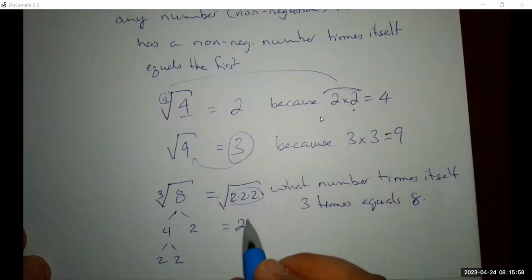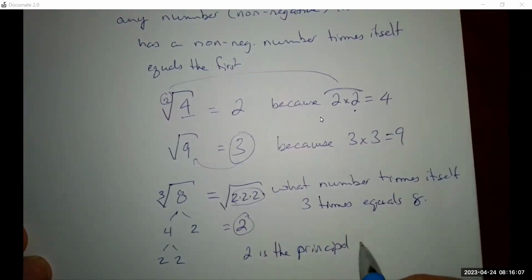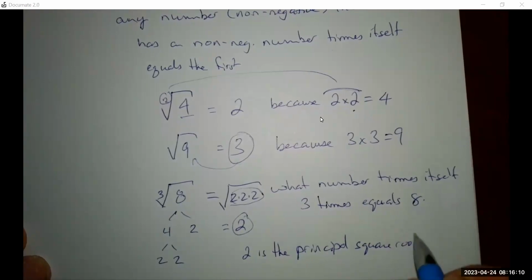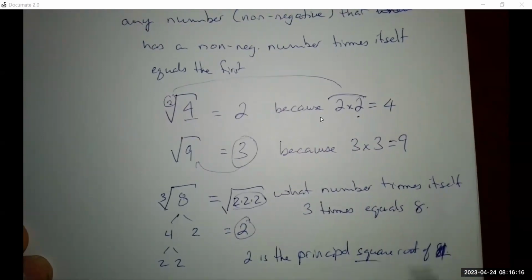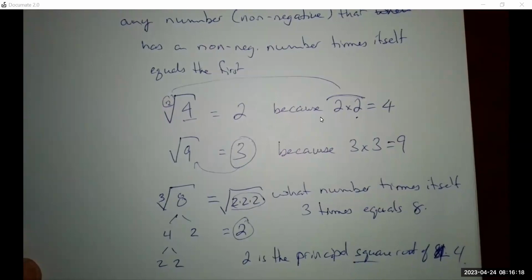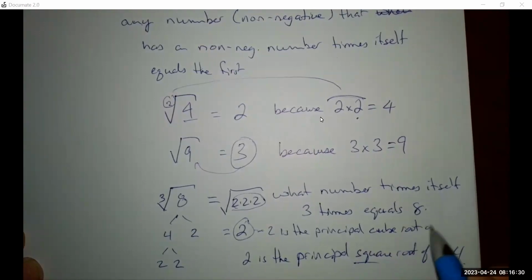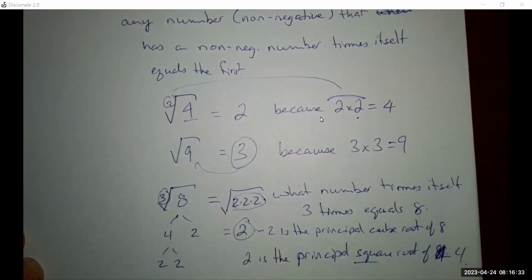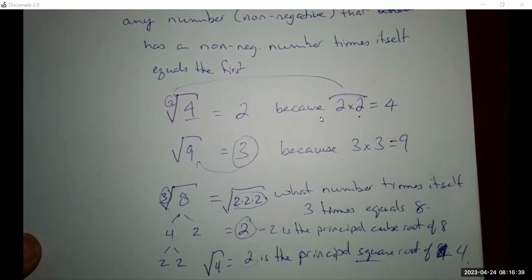All right. So we say that 2 is the principal square root of 4. Principal square root of 4. Or in this case, 2 is the principal cube root of 8 because it happened 3 times. So the square root of 4 equals 2. 2 is the principal square root.